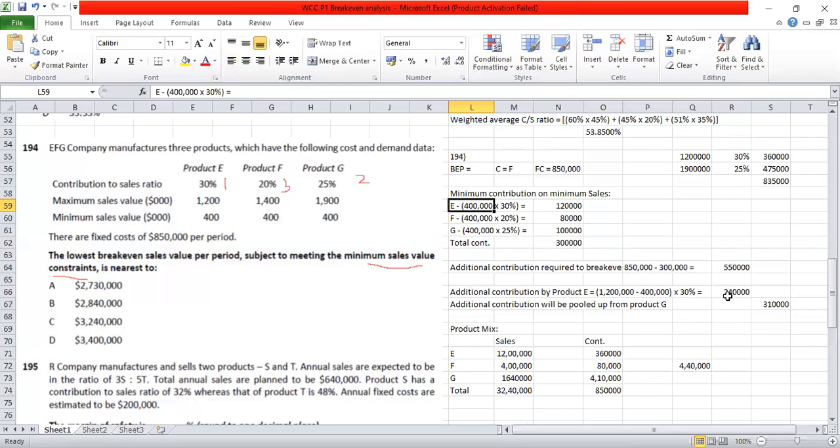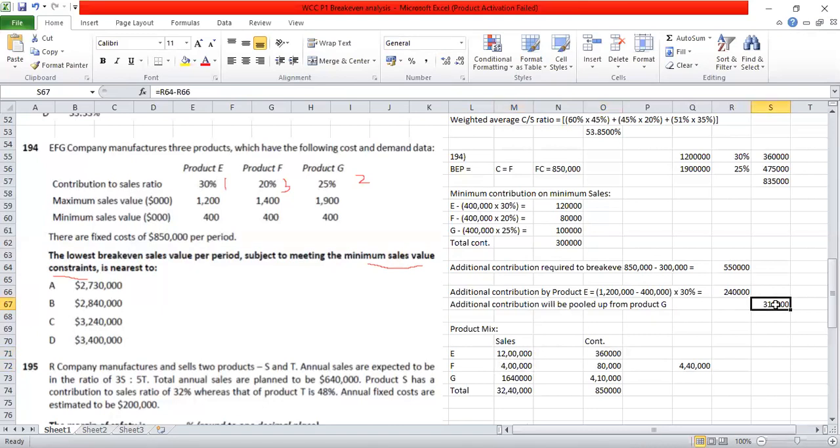So then how much more is required? How much more is required is only 310. That will be taken from product G. So then now let's decide on what is the mix. What should be the sales so that the total contribution equals 850,000. E already has a total amount of 1,200,000, 400 here and 800 here. Together, both of them, 1,200,000. The total contribution of 1,200,000 comes up to 360,000 here. F is only minimum 400,000 because G is already pulling up that.